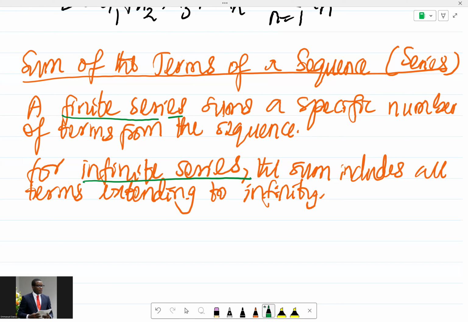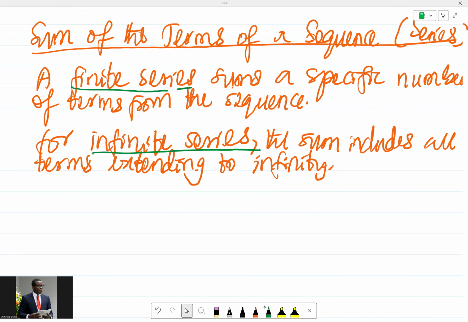Imagine I have the series of natural numbers 1, 2, 3, 4, 5, 6, 7, 8, 9, 10, and so on. If I sum from 1 to 10, which gives me 10 times 11 divided by 2, that's 55. That is a finite series. But if I sum up everything, 1 plus 2 plus 3 plus 4 and so on down to infinity, then I have an infinite series.